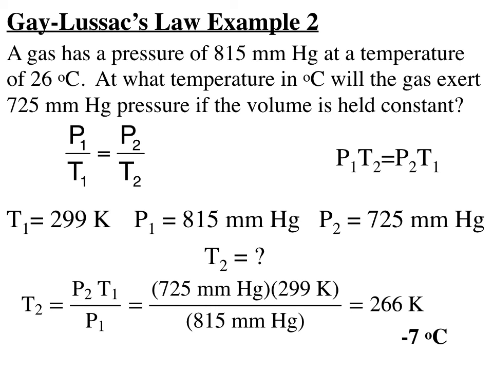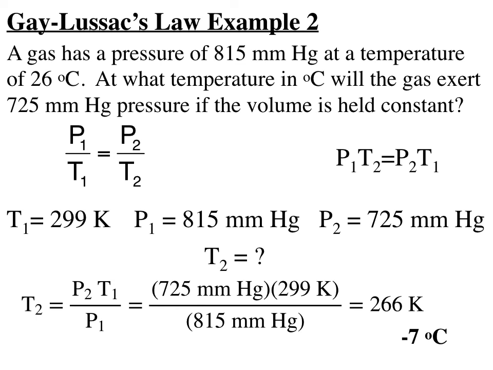Second example of sticking numbers into Gay-Lussac's law. I have a pressure of 815 millimeters of mercury at 26 degrees C. So what is the temperature in degrees C for the pressure to be changed to 725 millimeters of mercury?